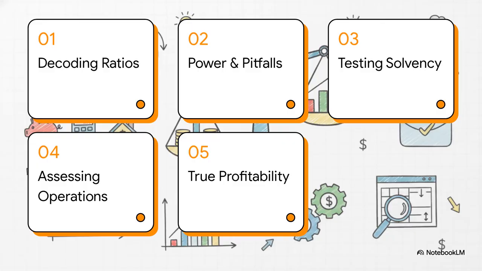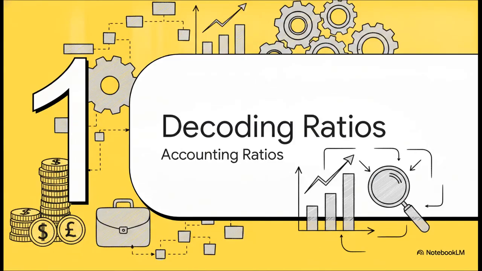Here's our roadmap for this explainer. We'll start with decoding accounting ratios, then move on to the power and the pitfalls, testing business solvency, assessing day-to-day operations, and finally, measuring true profitability. Section 1. Decoding accounting ratios.